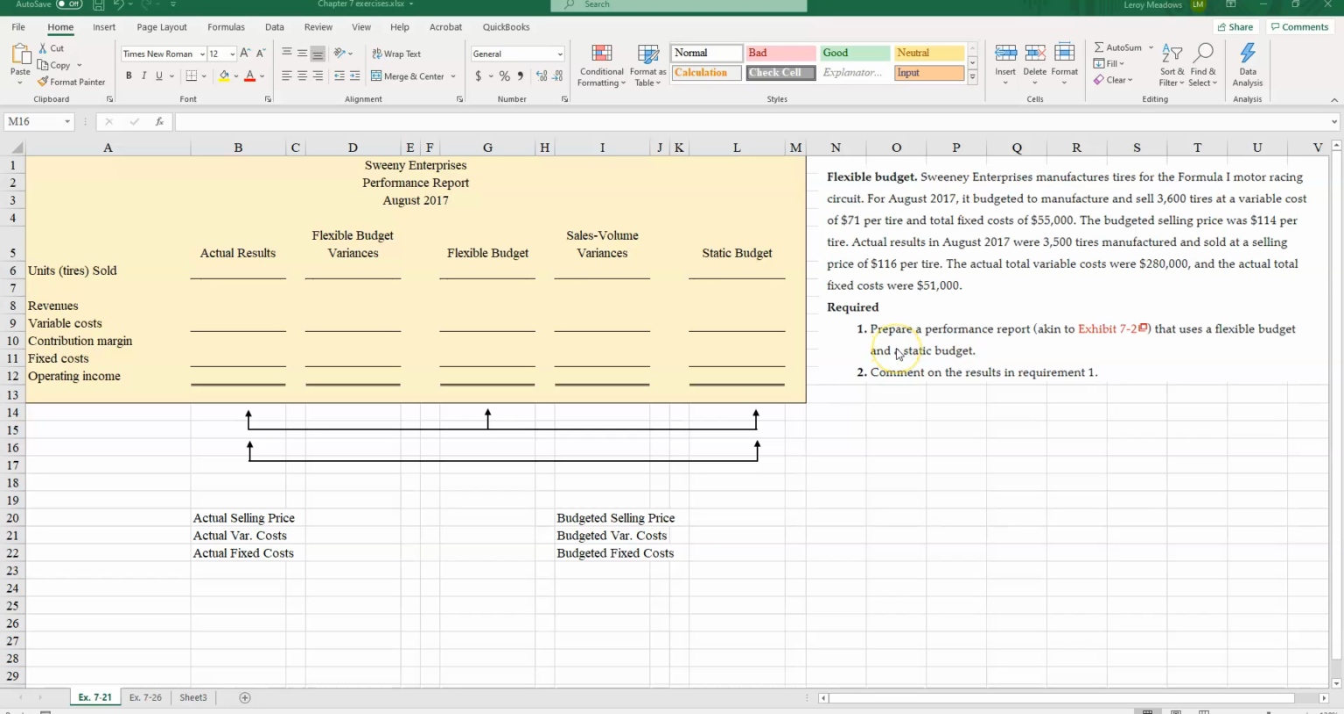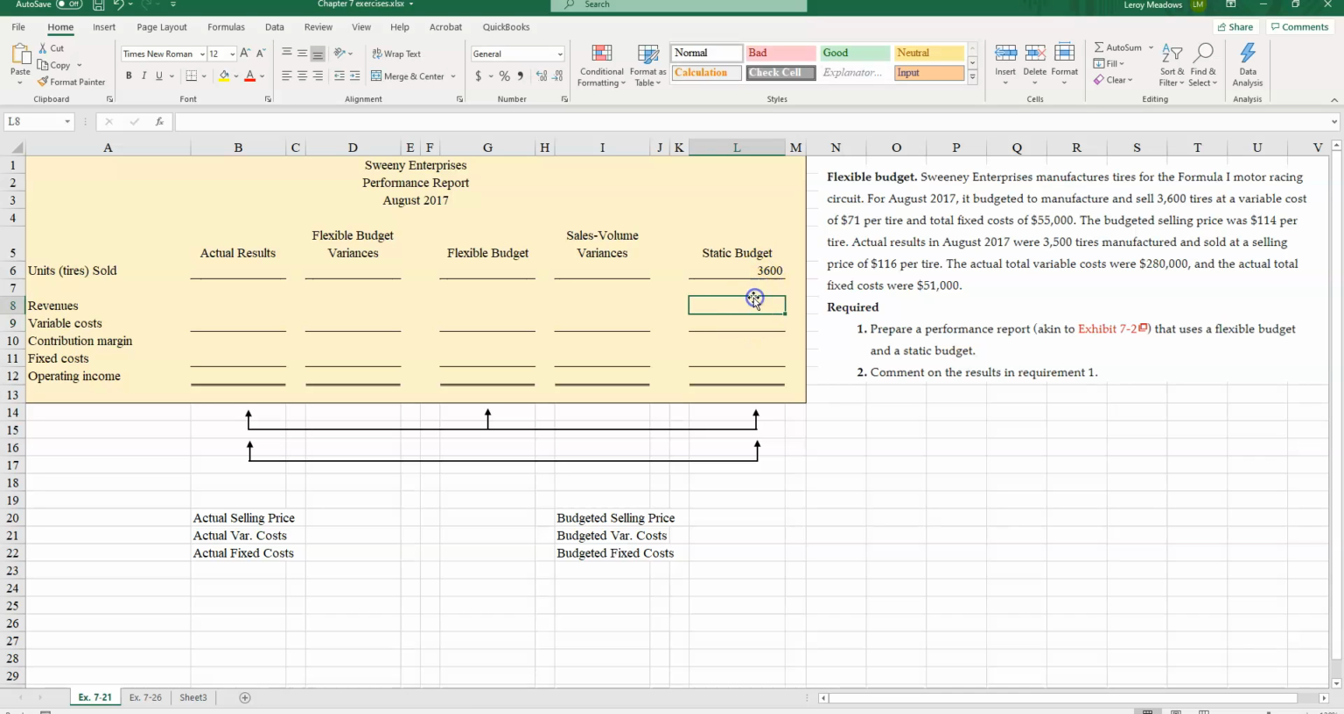So the first thing we want to do is plan out our master or static budget. How much did we actually plan to sell before the beginning of the period? And we're actually just looking at August 2017. So how many units did I plan on selling in August 2017? Well, I planned on selling 3,600 tires.